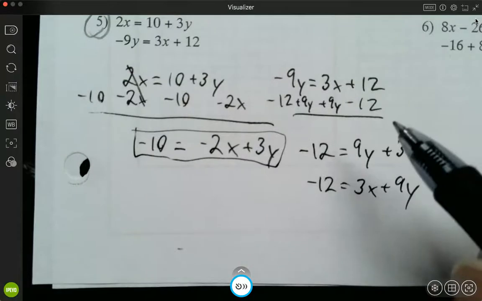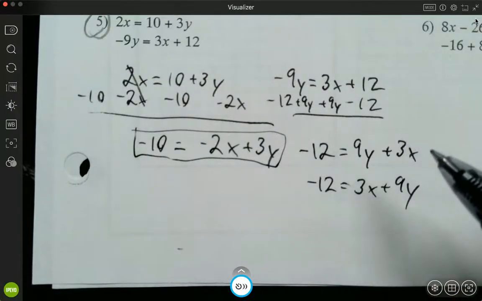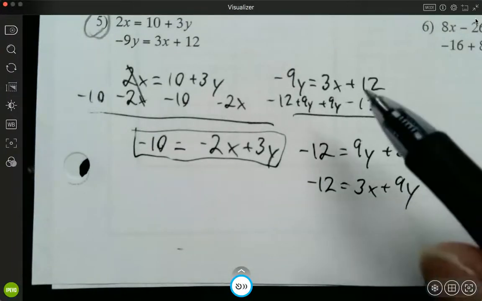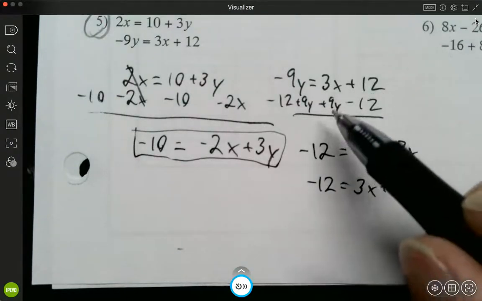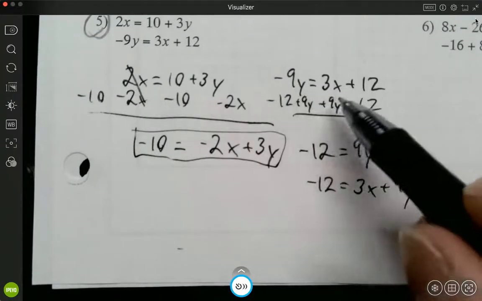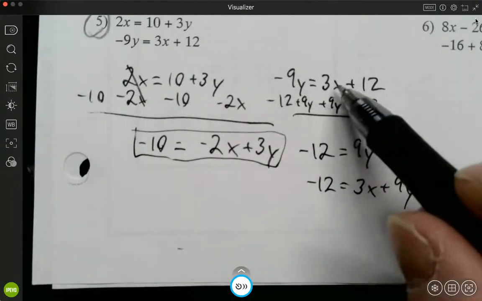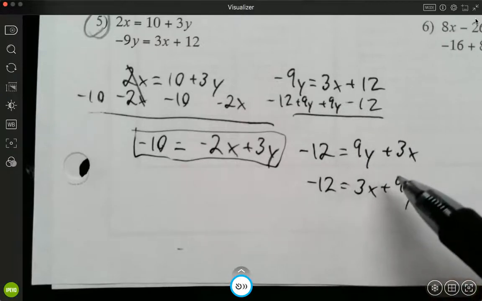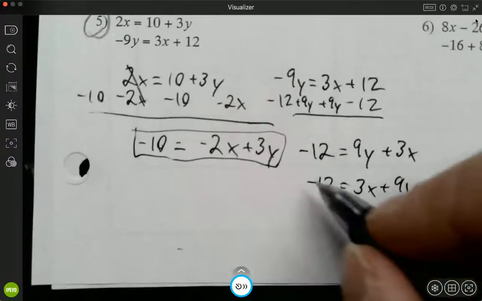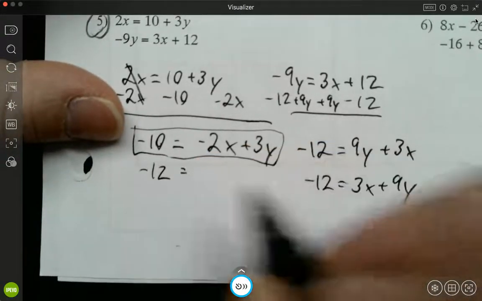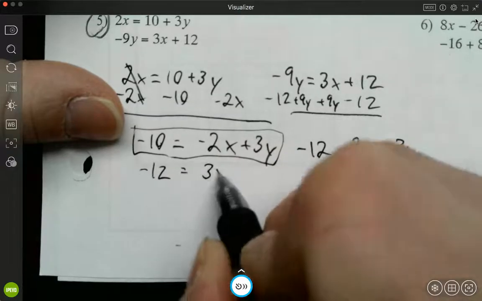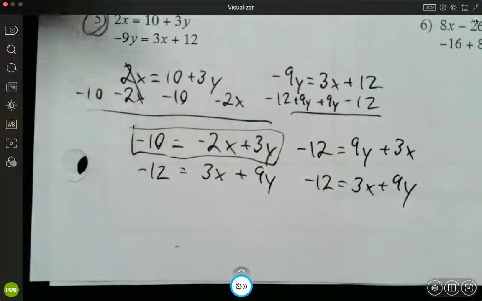And then here, I'm going to go through this because I don't think I taught you this type yet. You'll notice I did this part right. I brought the 9y here and the 12 there. So this is right. When I bring this over here, negative 12 equals 3x plus 9y.